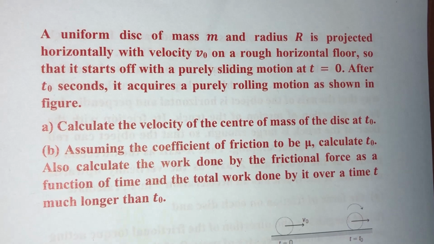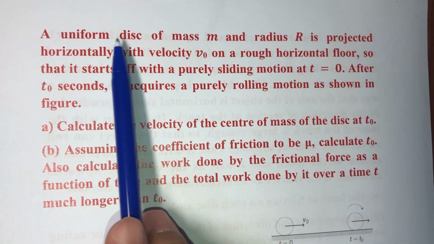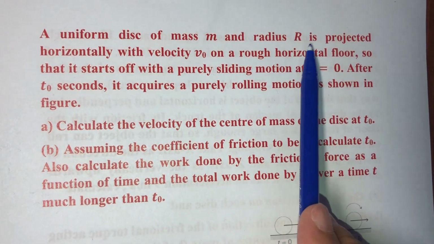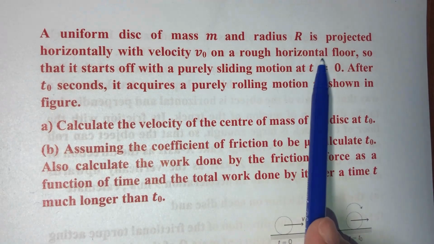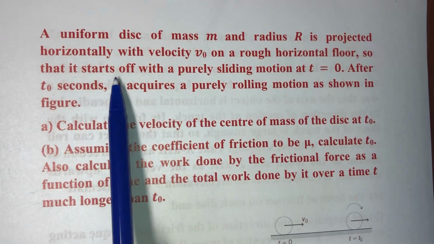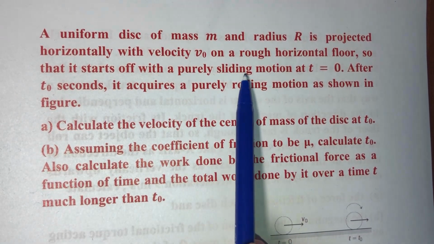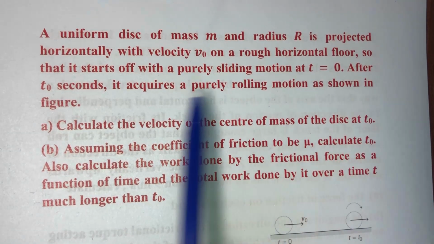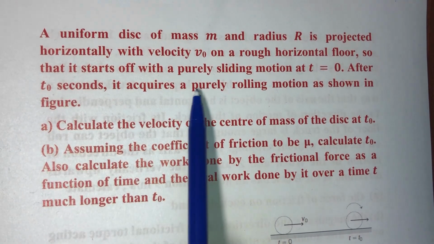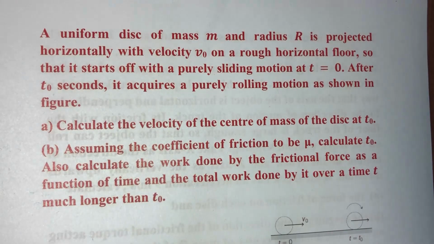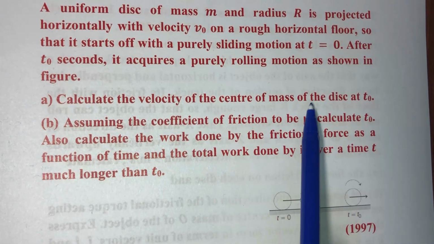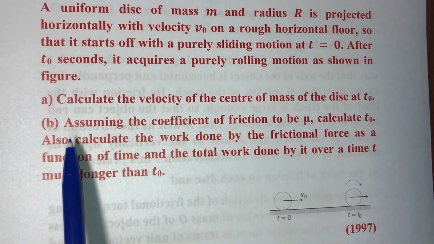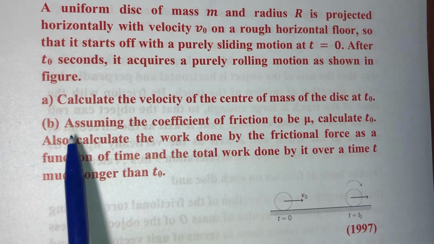Hello friends, today's question: a uniform disk of mass m and radius r is projected horizontally with a velocity v0 on a rough horizontal floor so that it starts off with a purely sliding motion at t equal to 0. After t0 seconds, it acquires a purely rolling motion as shown in the figure. Calculate the velocity of the center of mass of the disk at t equal to 0 and at t0.